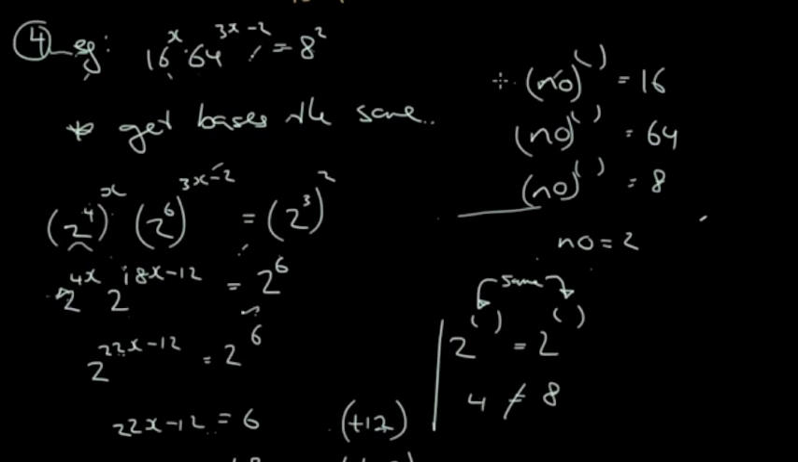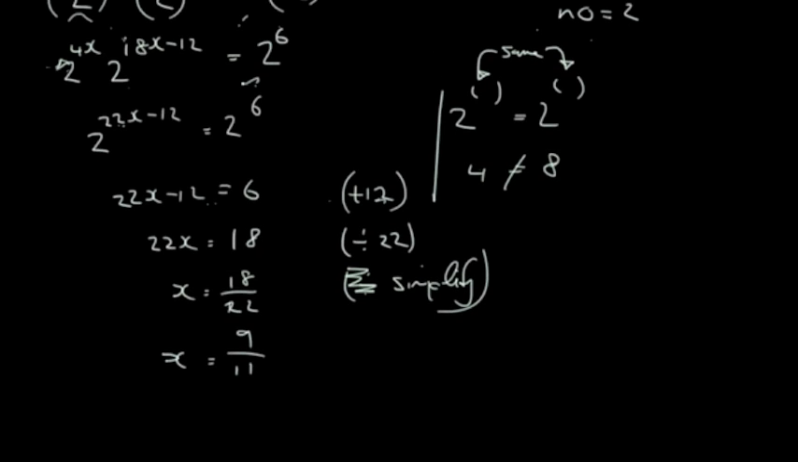We essentially want to get the bases the same so that we can say that if we've got 2 to something equals 2 to something else, those things better be the same. So we can go straight from this line to this line and then just use our normal algebraic techniques.